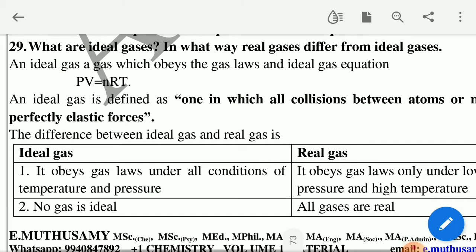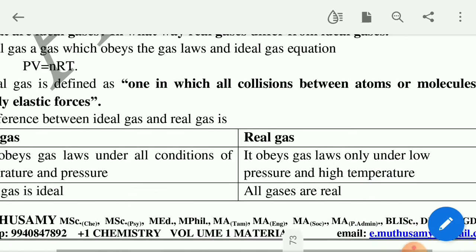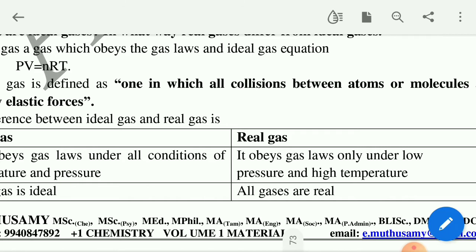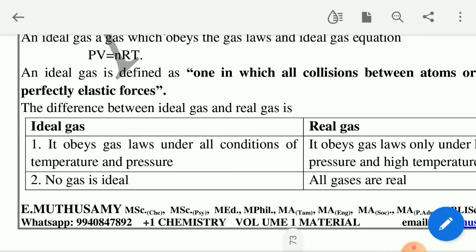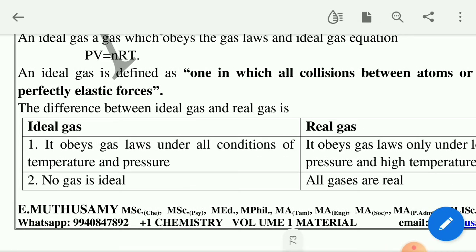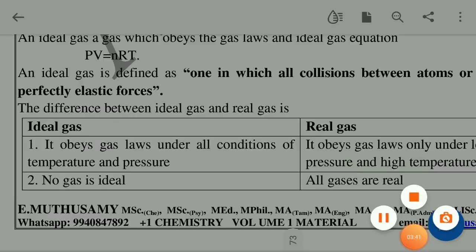So the difference between the real gas and the ideal gas. The ideal gas obeys gas laws under all conditions of temperature and pressure. But a real gas obeys gas laws only at low pressure and high temperature. For the ideal gas, no gas is ideal, whereas for the real gas, all gases are real. So these are the differences between ideal gas and real gas.